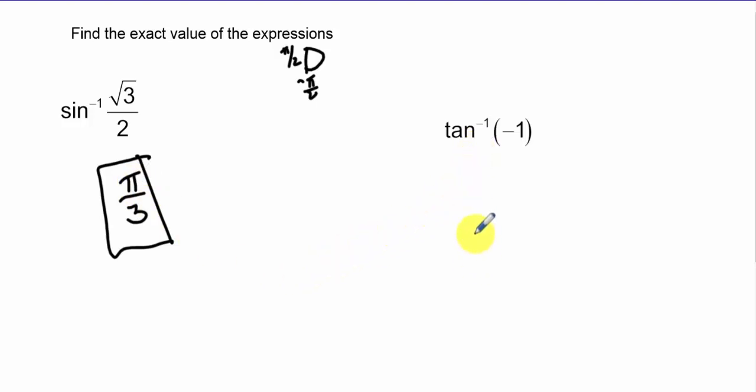Likewise, where do I have a negative tangent value? And that again is between pi over 2 and negative pi over 2. That's down here somewhere, all right? And that's going to be at negative pi over 4.